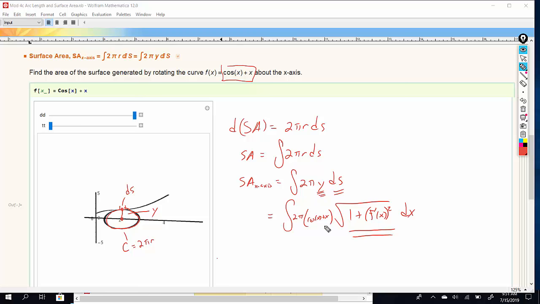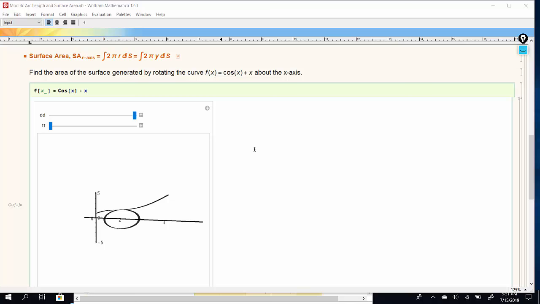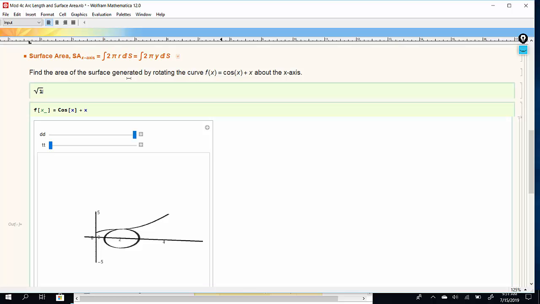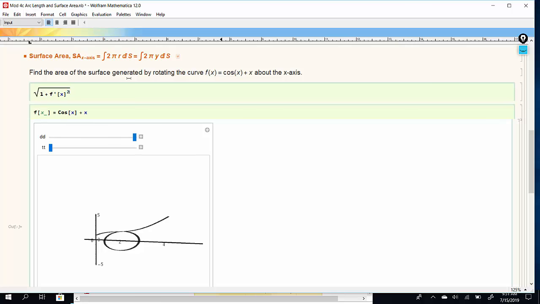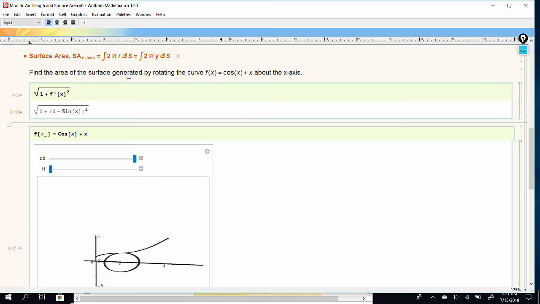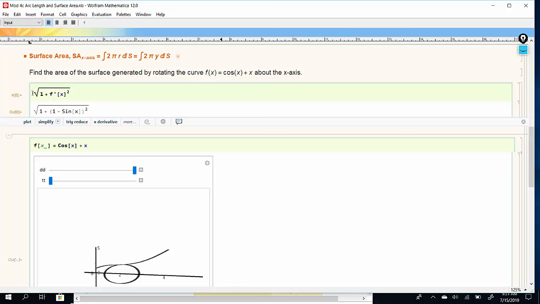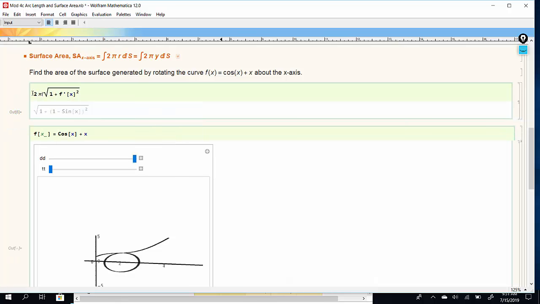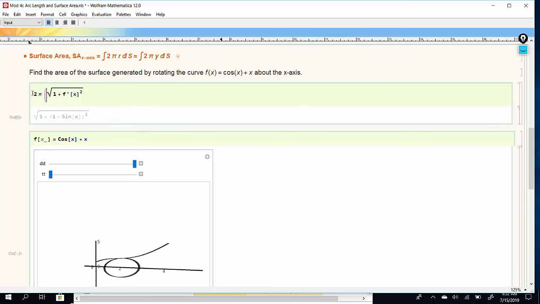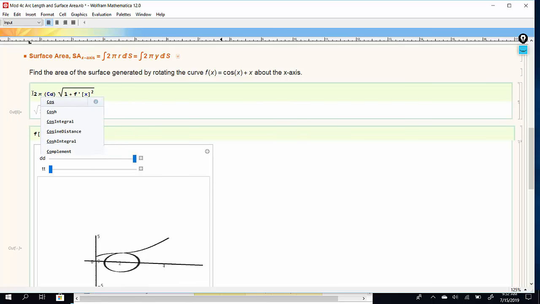So now let's actually do those calculations in Mathematica. So I want to look at the square root of 1 plus f prime of x squared. I'm just going to run that so we can see what that expression looks like. It really is a function of x, which means that when I put in my 2 pi times my radius, I need my radius also to be a function of x. In this case, that expression is cosine of x plus x. And so this is the expression that I want to integrate over my interval.